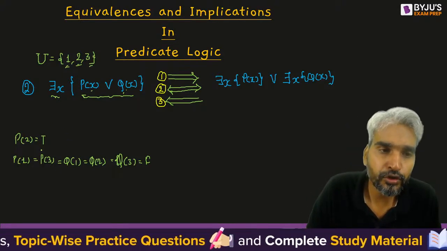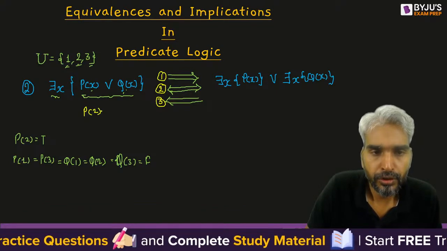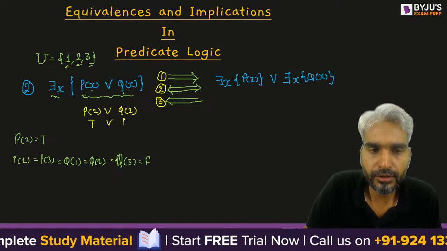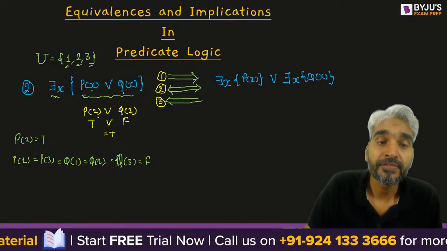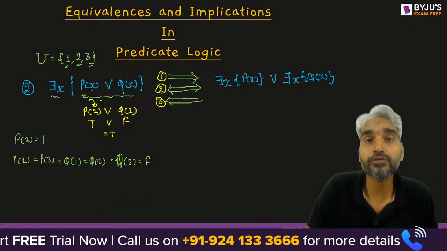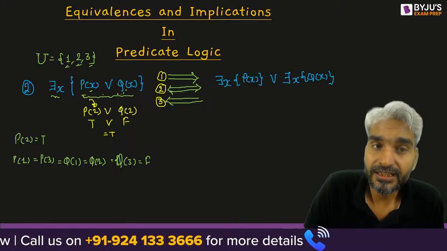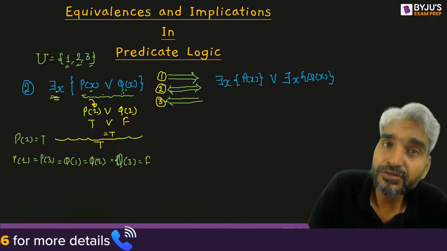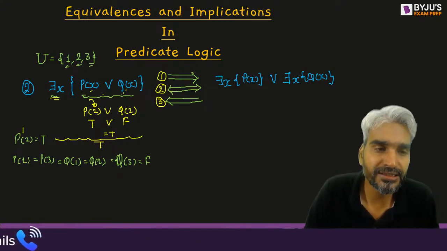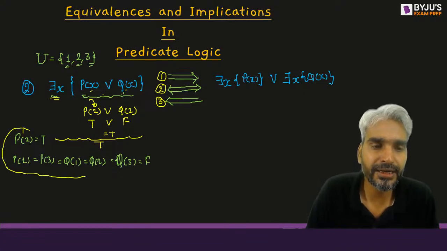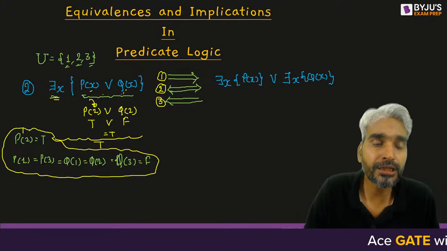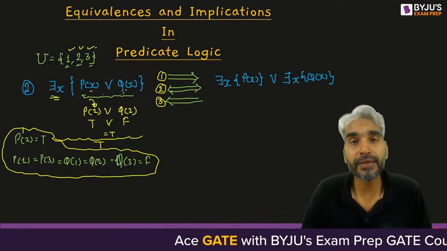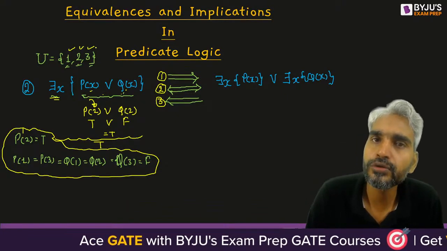When we check with respect to P2, what will happen? P2 or Q2: P2 is true, Q2 is false, and this overall thing is true. So for at least one value of X, that is for X equals 2, this disjunction is true, therefore there exists will return true. There exists X in this particular case will return false only if both P and Q are false for all the values in the universe.